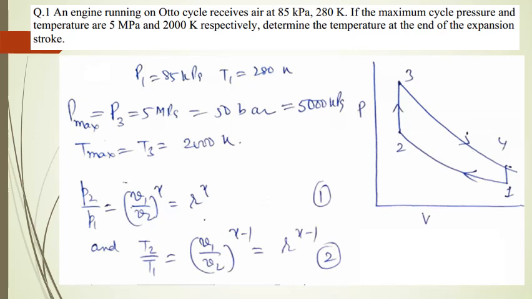Now as 1 to 2 is an adiabatic process, we know the relation between pressure and volume, which we have expressed in equation number 1. So P2 upon P1 is equal to R raised to power gamma. Similarly, in equation 2, we have represented the relation between the temperature and volume for an adiabatic process, that is T2 upon T1 is equal to R raised to power gamma minus 1.